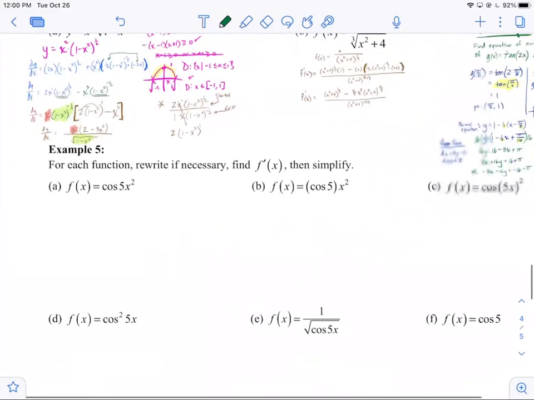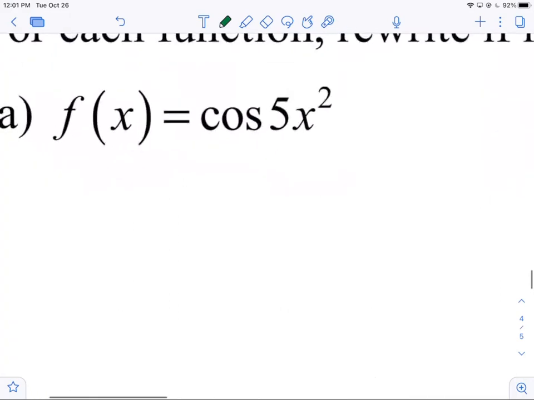Example 5 is good because a lot of these look very, very similar to each other, but they are in fact different functions. And some of them require chain rules, some may not. We want to find the derivative and then simplify. Okay. So they all involve cosine, they all involve 5, they all involve x. So here we go. Letter A.